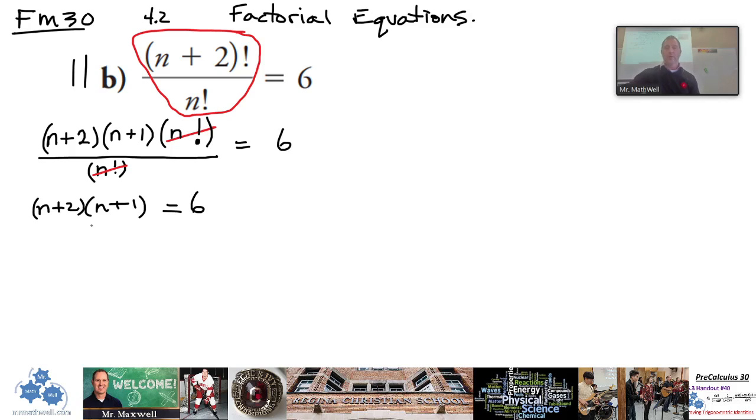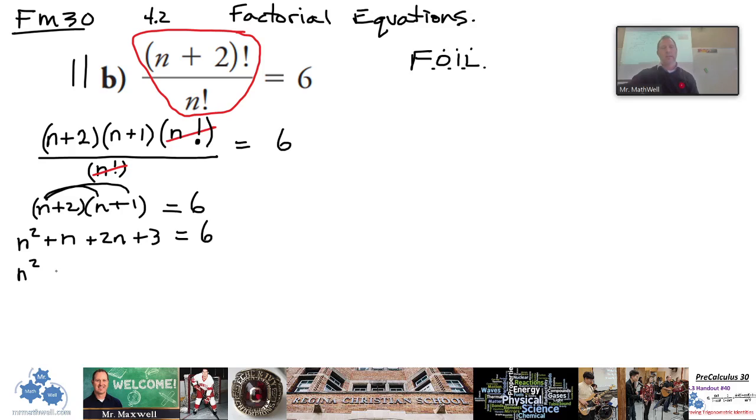So we have to simplify this some more, so we multiply this out. When you have a binomial times a binomial, remember you use the FOIL method. First terms you multiply: we get n squared. Then the outside terms, n times a positive 1, that's plus n. Then the inside terms, 2 times n is plus 2n. And then the last terms, 2 times 1, is positive 3, so plus 3 equals 6. So we have n squared plus 3n, when you gather the like terms, plus 3 equals 6.